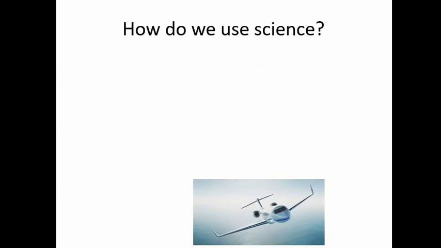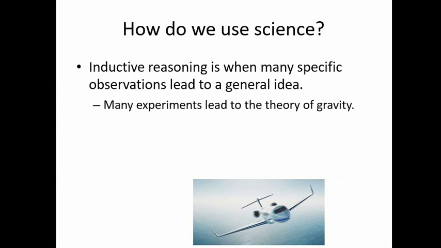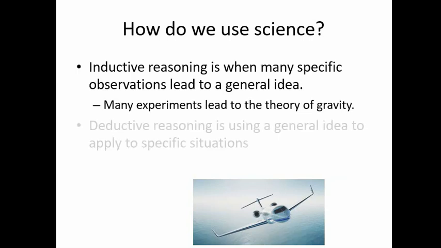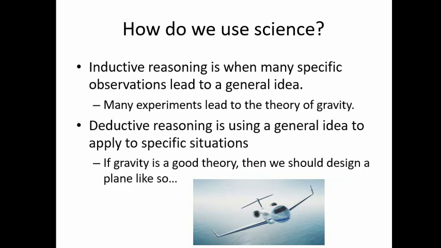There are different kinds of logic or reasoning that come from the scientific endeavor. Inductive reasoning is when many specific observations lead to a general idea. For example, you do many experiments and it leads to a theory of gravity. Once we have a working theory of gravity, we can do what's called deductive reasoning. That's using a general idea to apply the theory of gravity to specific situations. For example, we might say if gravity is a good theory, then we should design a plane like this. So we take our ideas and we apply them to things.